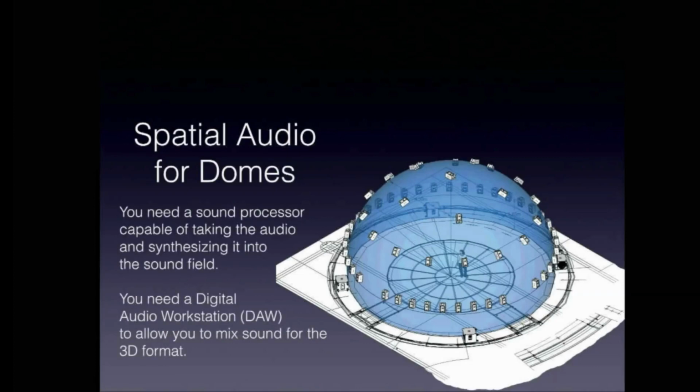Okay, so what do you need to do spatial audio? Well, you need a sound processor which is capable of taking the sound data and the metadata and synthesizing it into a sound field. Now that just gets you playback. And the other thing that I think all of us are interested in is how do we make the sound for our own productions in our spatial theaters?